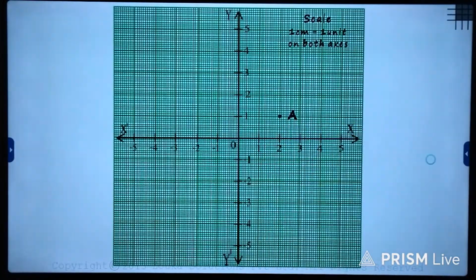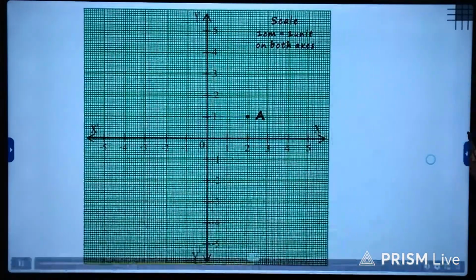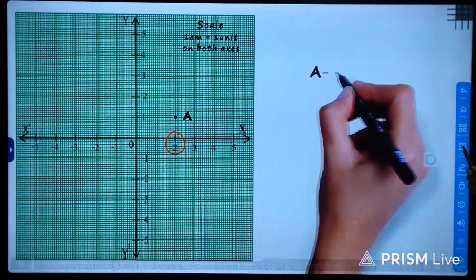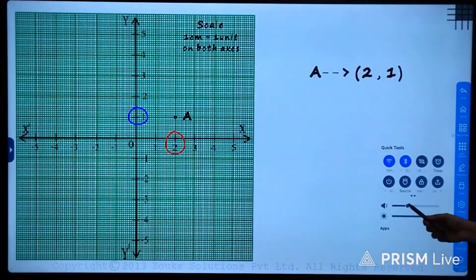So how does the graph paper make things simpler? Consider this point A. What are its coordinates? Now we don't need to draw perpendiculars here since the lines are already present. We can see that the x coordinate is 2 and the y coordinate is 1. So we write the coordinates of A as (2, 1) in brackets.